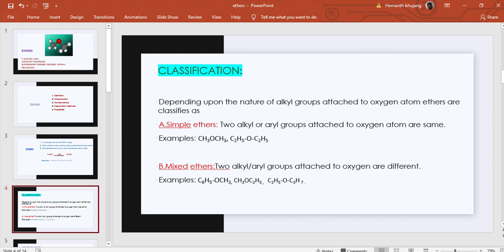Here also two different alkyl groups are distributed. One is methyl, one is ethyl. In this example also we have two different alkyl groups. One is ethyl, the other one is propyl. So all these three examples are considered mixed ethers.